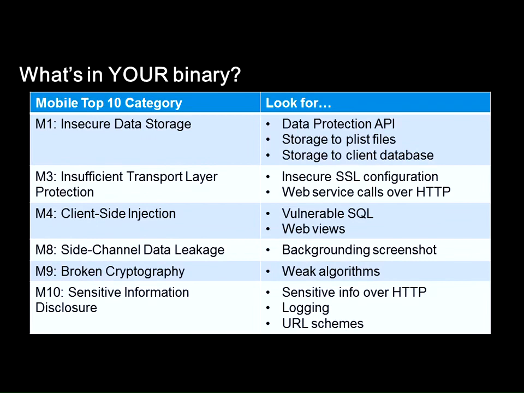And then all these sensitive information disclosure things like sensitive information over HTTP, logging, using URL schemes that might be dangerous or integrate with a framework that you don't really want your app to be talking to. So this is kind of a laundry list of what you look for, and it's the same as a source code audit in binary analysis. So these are things that we can do with our tool automatically.